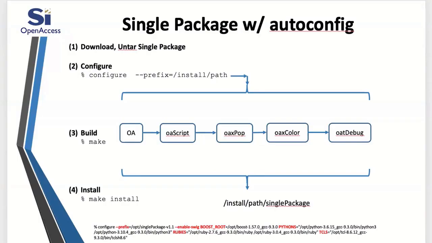On number 2 there, where I show the configure command, there are more than just the prefix that would need to be specified, but I put that there for the benefit of showing something you're familiar with. You would also need to specify a few more things, which I've included as a footnote there, such as the scripting languages that you want to build with. In the case of OAXPOP, you'd also need to specify the boost root directory. And you have the option with OA script whether or not you want to rebuild the SWIG wrappers. OA script version 5.0 introduced that option.